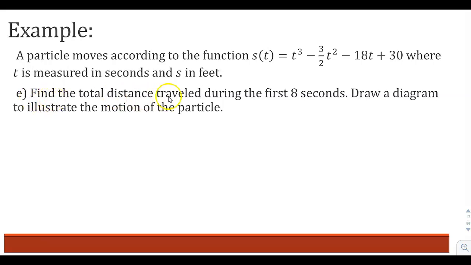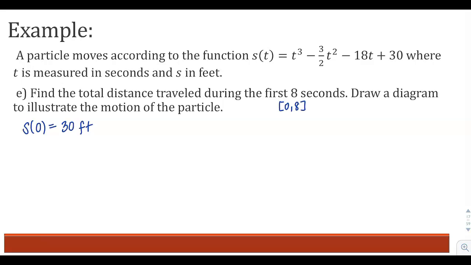For part E, we're asked to find the total distance traveled during the first 8 seconds. So that's asking us to find the distance traveled from time 0 to time 8, and then draw a diagram to illustrate the motion. Since we're talking about distance, we're going to need to use the position function. So let's figure out where we were at time 0. Let's compute s of 0. That's actually pretty straightforward. If I plug a 0 into each of these t's, then we're just going to have 30 feet as our answer. So that means that the object is at a location of 30 feet at time 0.